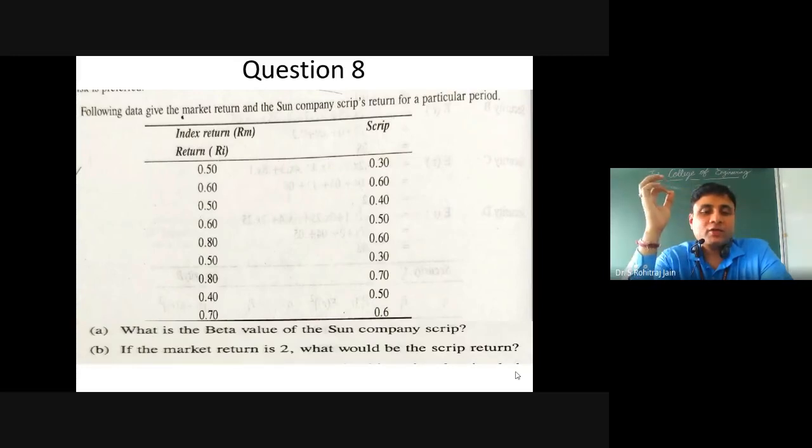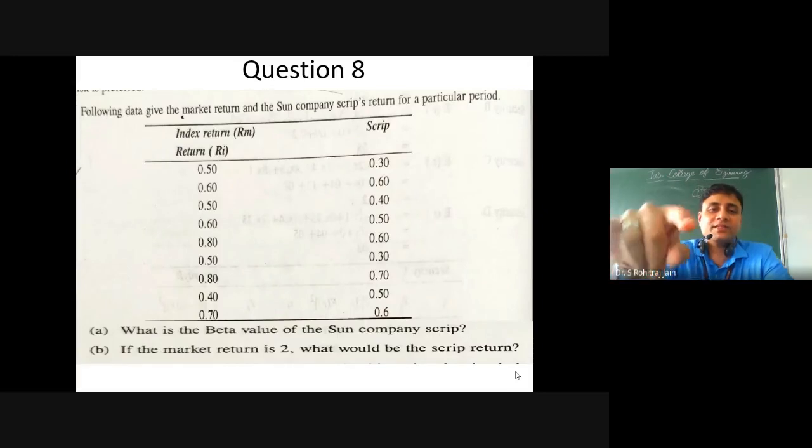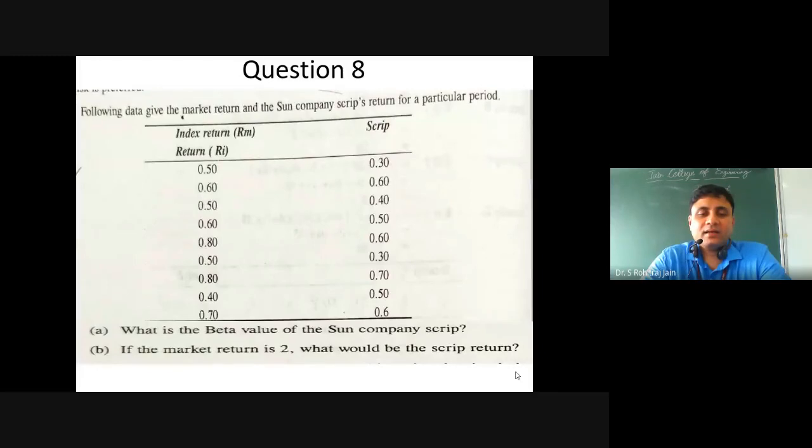So what you are required to calculate, please see the question over there. They have asked you, what is the beta value of the Sun company script, A part. Then B part, very important: if the market return is 2, that means RM value is equal to 2. Please understand, market return is symbolically RM. What would be the script return? So first, students, we will solve the value of beta. Then we'll go for the B part.